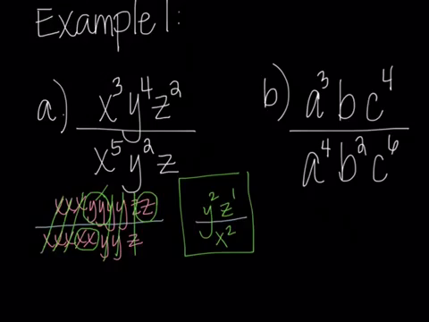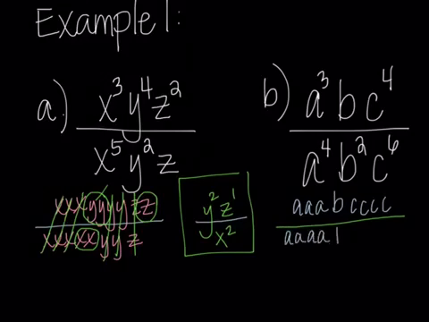I want you to pause the video, try B on your own, and unpause when you're ready to check. To expand it out, you should have expanded out a to the third as a times a times a, times b times c to the fourth, so 4 c's. You should have put your clear fraction bar, and down below, expanded out a to the fourth, a times itself 4 times, b squared, b times itself twice, and c to the sixth, c times itself 6 times.